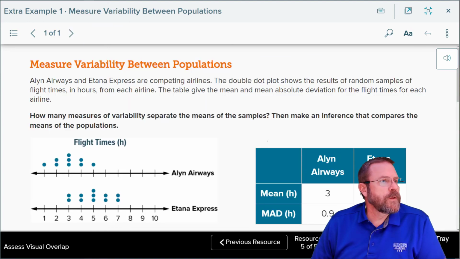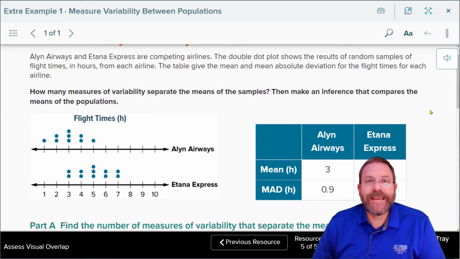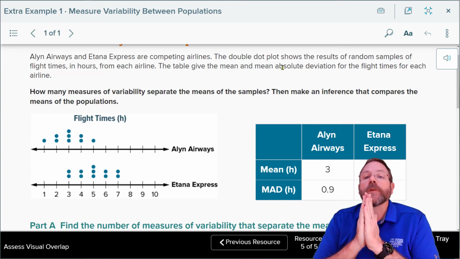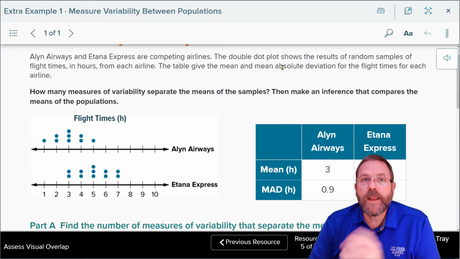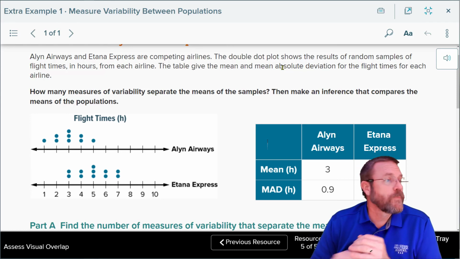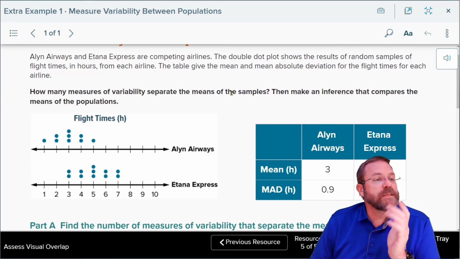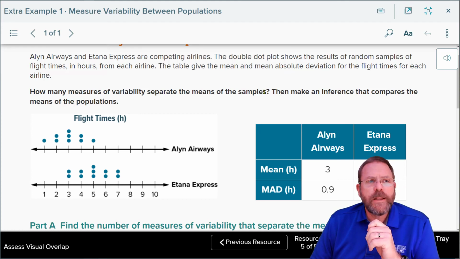Island Airways and Atana Express are competing airlines. The dot plot shows the results of random samples of flight times in hours for each airline. The table shows the mean and the mean absolute deviation for the flight times of each. Praise heaven, they actually gave us everything we need to solve this. We don't even have to find the mean absolute deviation. How many measures of variability separate the samples? Make an inference that compares the mean populations.